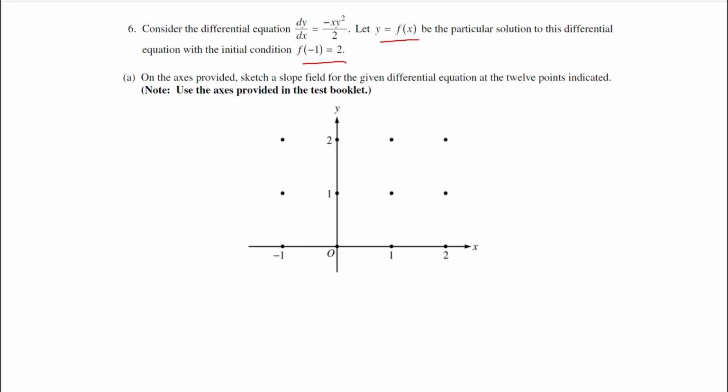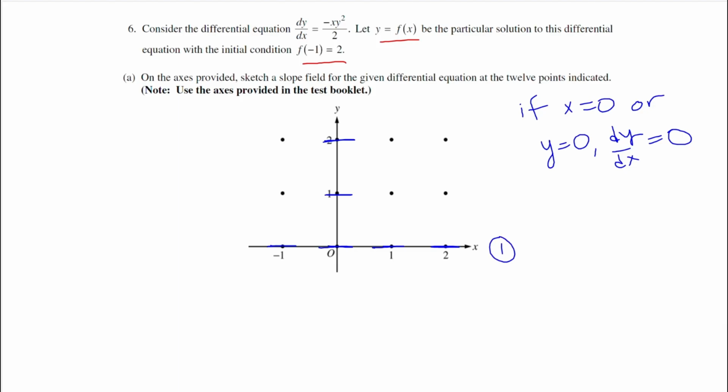This should be a really easy slope field because we'll note that if x equals 0 or y equals 0, then dy/dx must be 0, right? If I take 0 times y squared over 2 and put a negative in front, it's still 0. Or negative x over 2 times 0 squared is 0. So anywhere where x or y is 0, we should have a slope of 0. So anywhere on the x or the y axis, we should have slopes of 0. And they gave you 1 point, actually, for doing that. And then they gave you another point for having the rest of them correct.